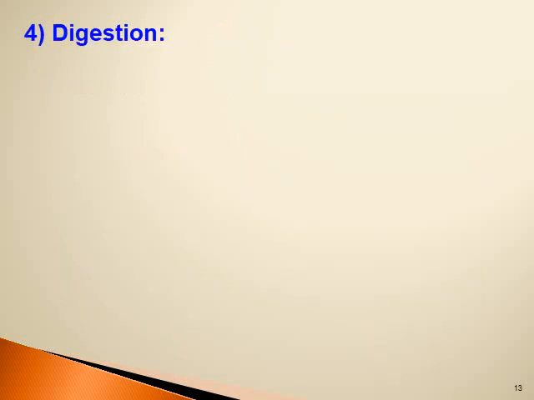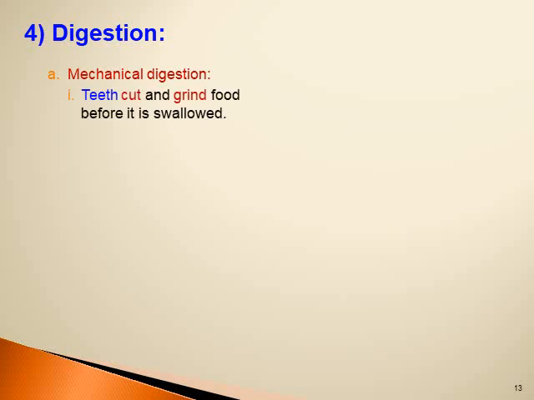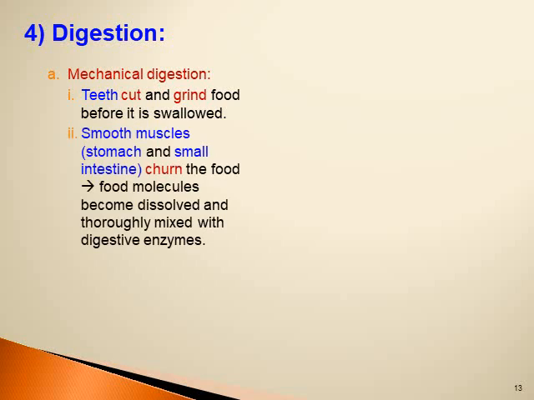The fourth basic process of the digestive system is digestion, which is very, very important for proper absorption of nutrients. We have two types of digestion. We have mechanical digestion. The teeth will cut and grind food before it is swallowed. Smooth muscles in the stomach and small intestinal wall will churn the food or will tear the food. Food molecules become dissolved and thoroughly mixed with the digestive enzymes.